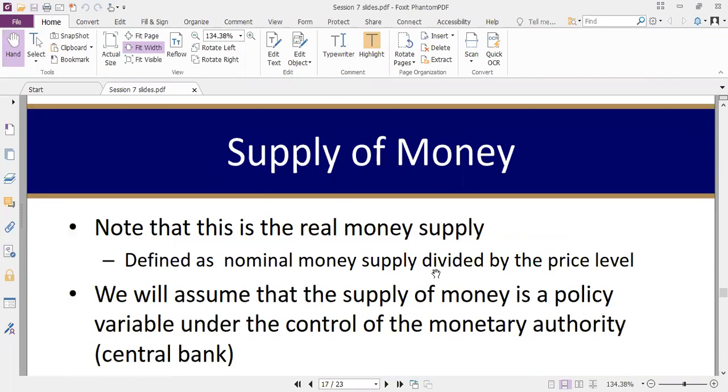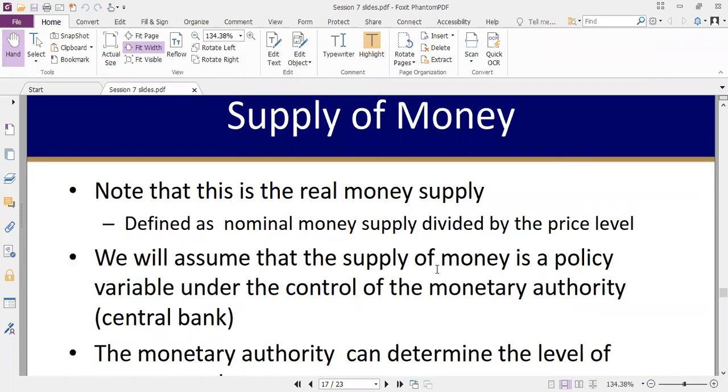Yes, please. Will it be interest rate against demand for goods? No, demand for money, not goods. Oh, okay. Demand for money. Okay, thank you. Sure. So we are going to learn how to plot this on a graph, so don't worry, very soon you will understand.